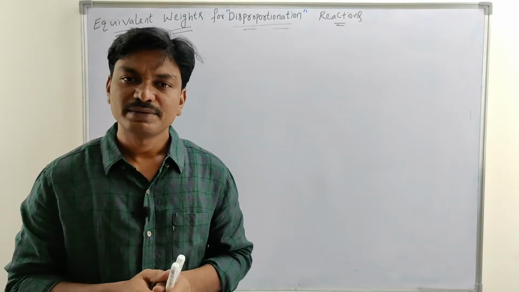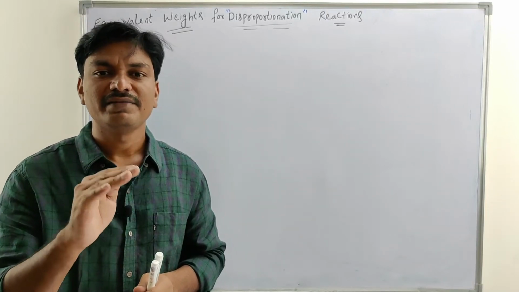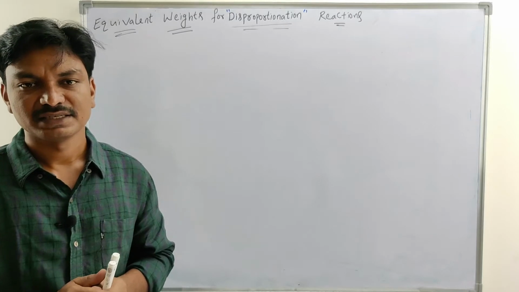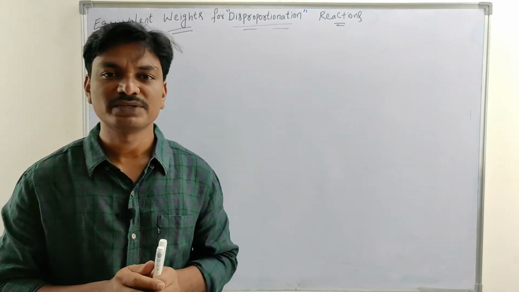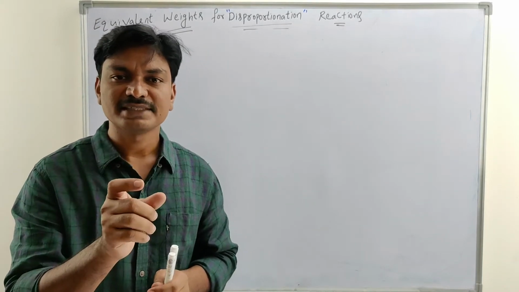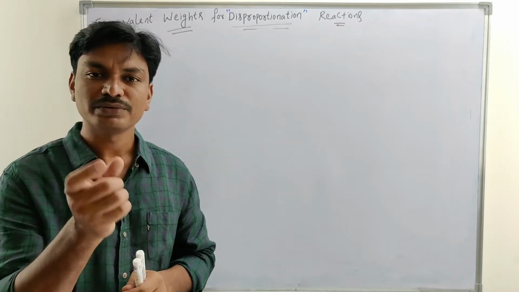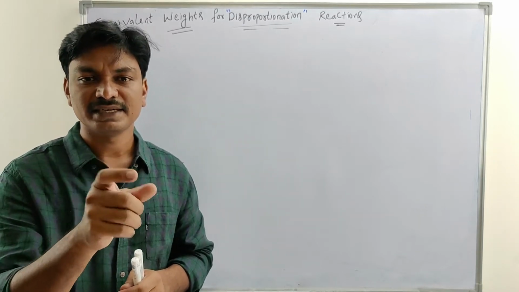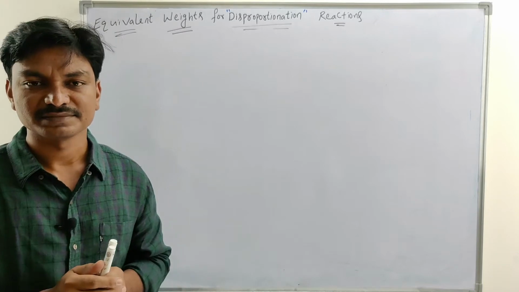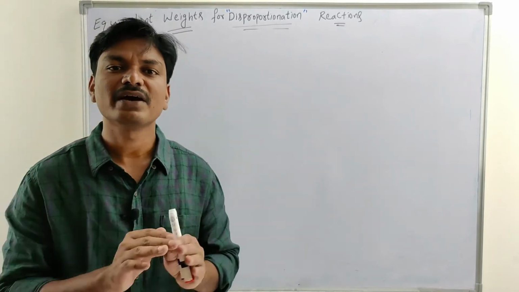In this session, we discuss how to calculate equivalent weights of disproportionation reactions. First, what is the meaning of a disproportionation reaction? Any substance that simultaneously undergoes both oxidation and reduction, then that reaction is called a disproportionation reaction. It is one type of redox reaction.